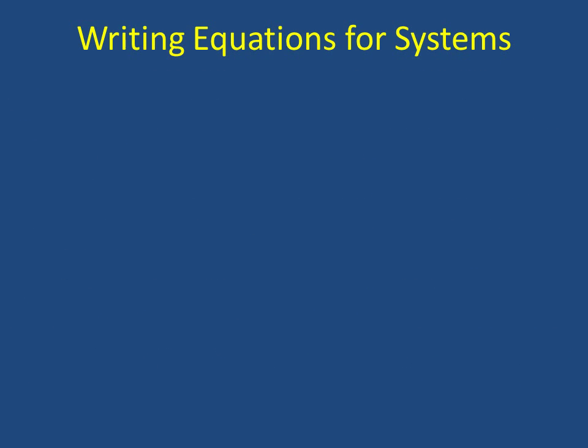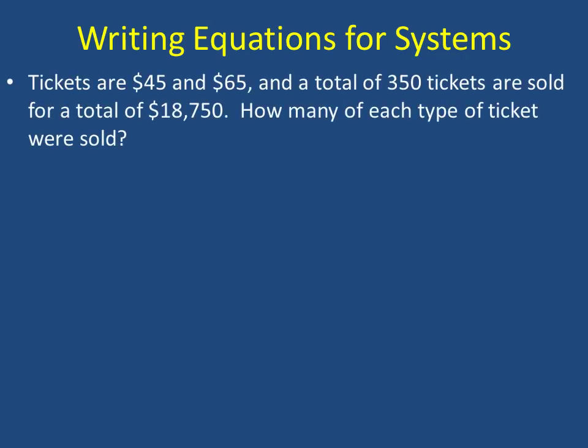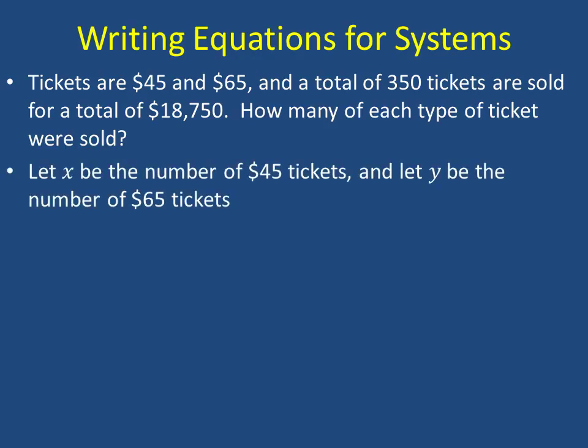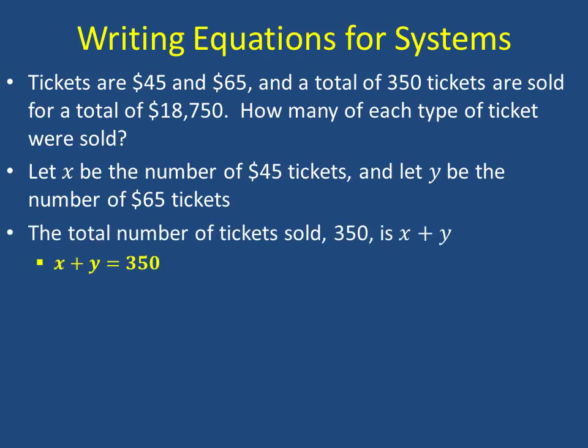So how would we write equations for systems? Well, let's go back to the ticket example. Suppose we have two ticket price levels, $45 and $65, and we sold a total of 350 tickets. We collected $18,750. How many of each type of ticket did we sell? We'll start by assigning variables. X will be the number of $45 tickets, and Y will be the number of $65 tickets. Since we sold 350 tickets total, we know that X plus Y has to equal 350.